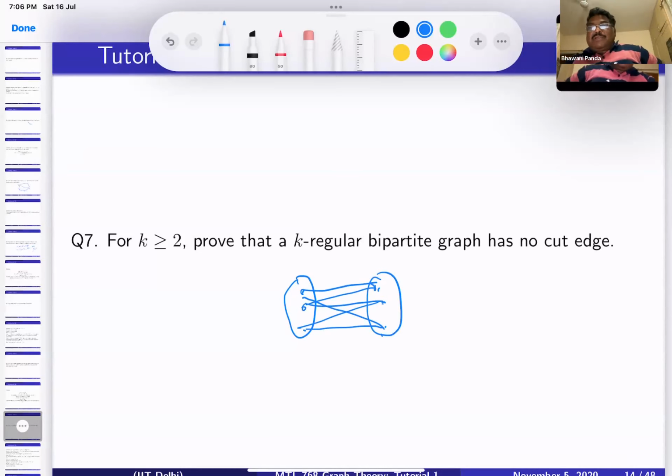Now this graph has no cut edge, meaning after deleting the edge, the graph becomes disconnected. So you say that a k-regular bipartite graph has no cut edge. How do you prove it? Can you first show that if the graph is a k-regular bipartite graph, then the cardinality of X is the cardinality of Y? How do you show that?